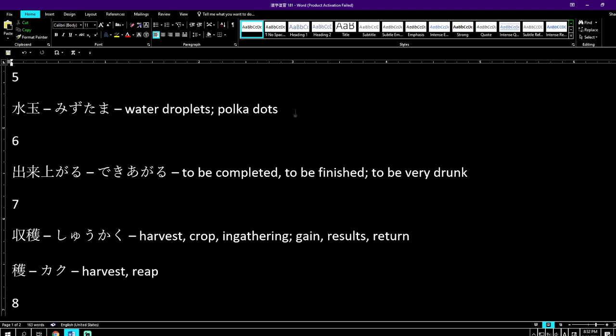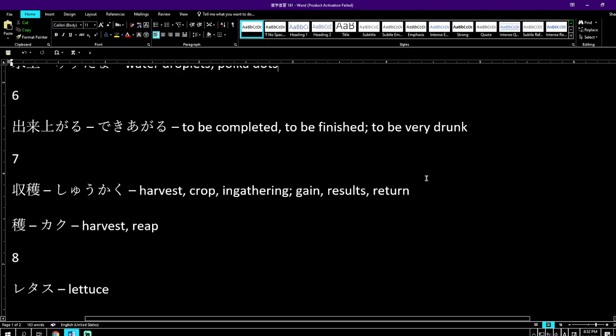Might even be polka dotto now in Japanese. Who knows how much English has been assimilated. Mizutama is a water droplet.